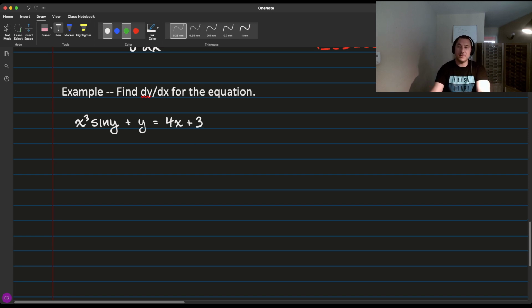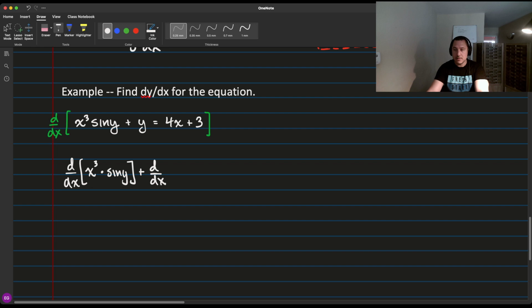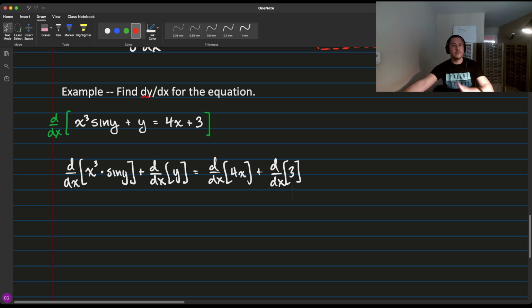Okay, so remember the first step is you have to take the derivative of everything with respect to x. Okay, so let's split all that up. You're going to get the derivative with respect to x of x cubed times sine y plus the derivative with respect to x of y. That's going to be equal to the derivative with respect to x of 4x plus the derivative with respect to x of 3. Okay, so I wrote it all out. I'm taking my derivatives.